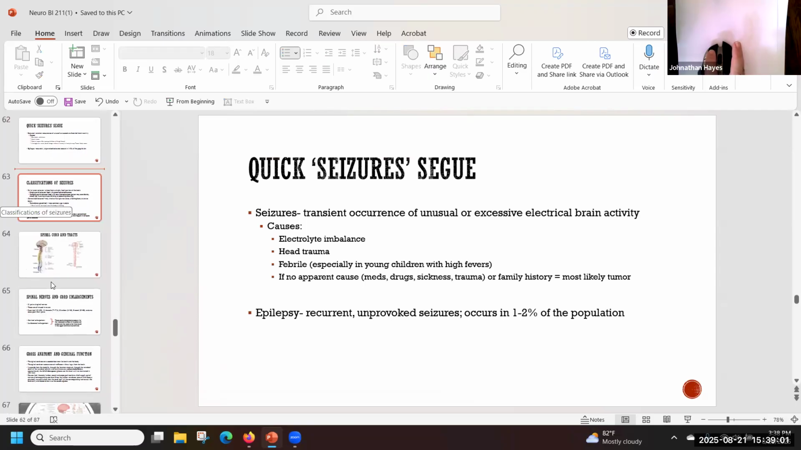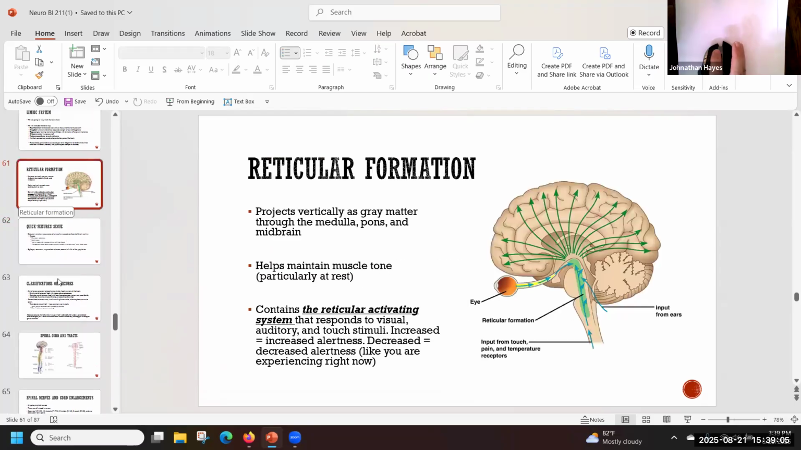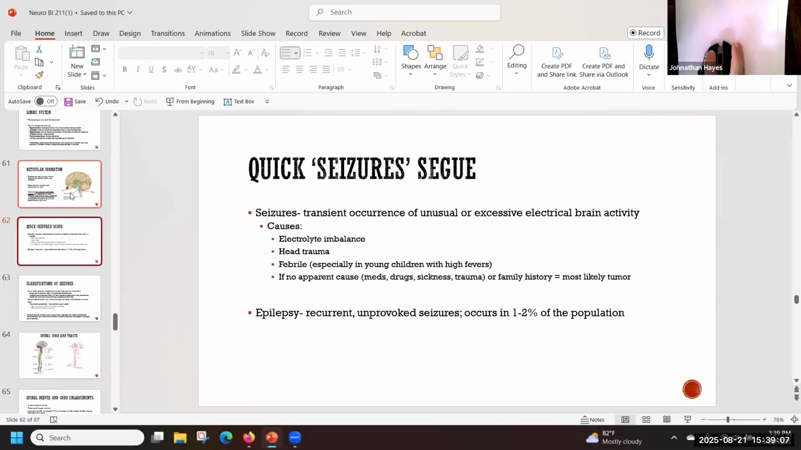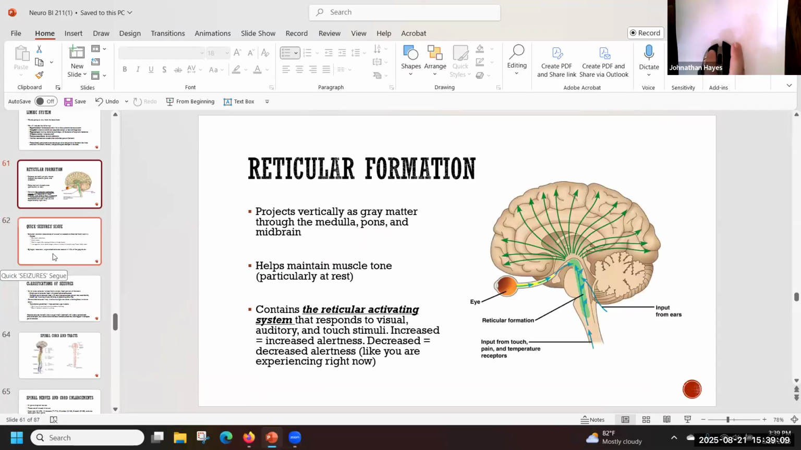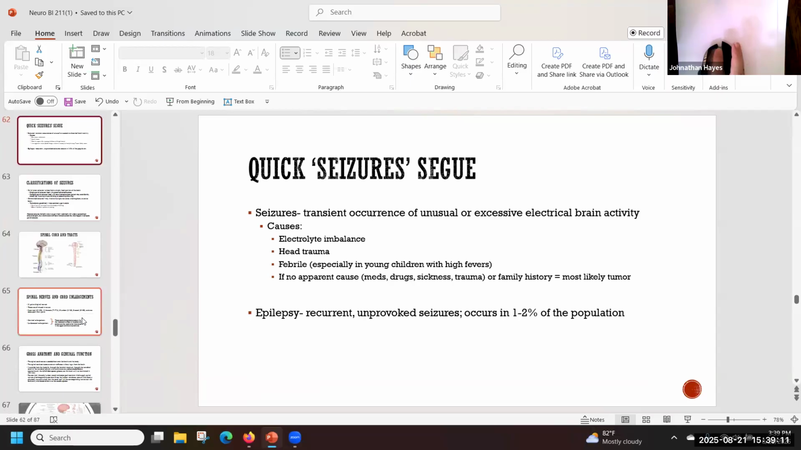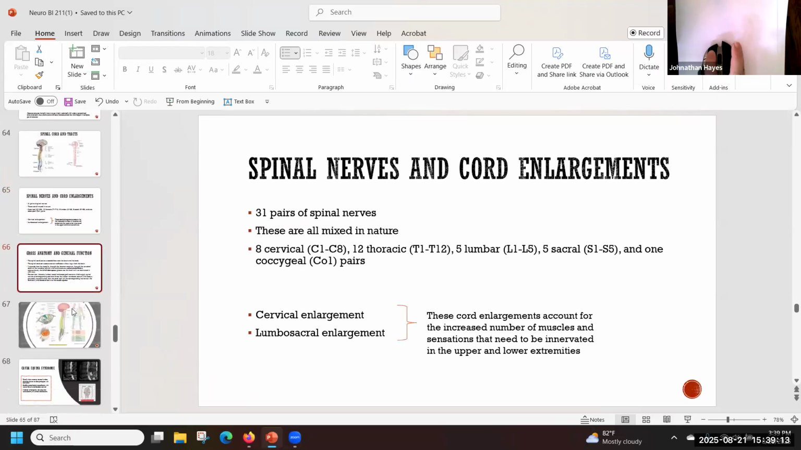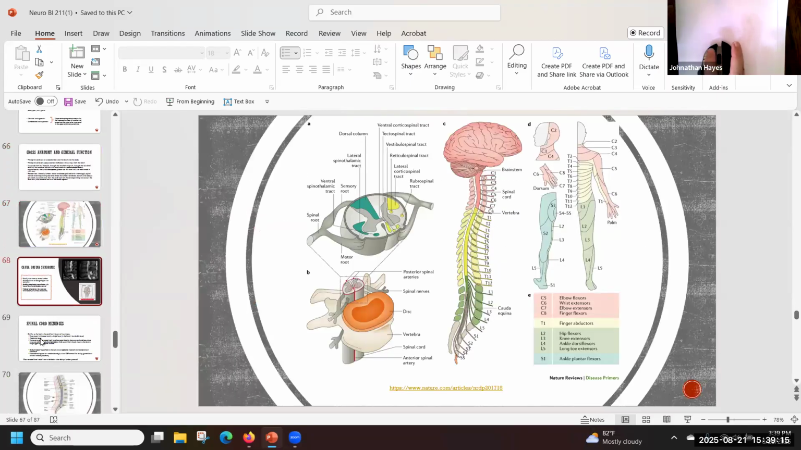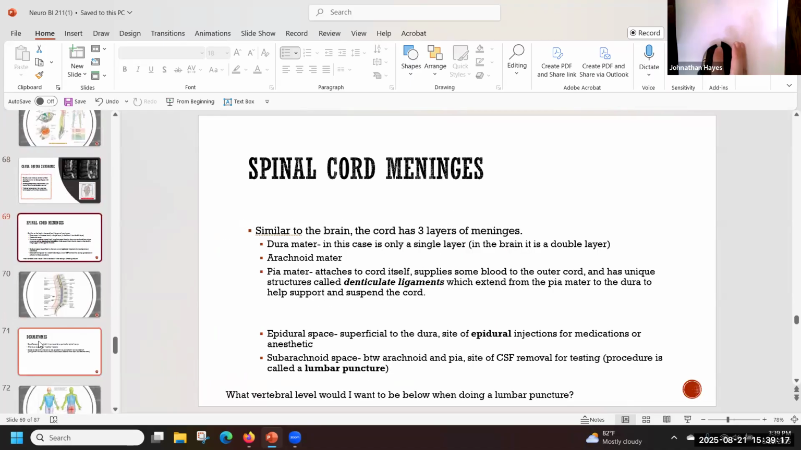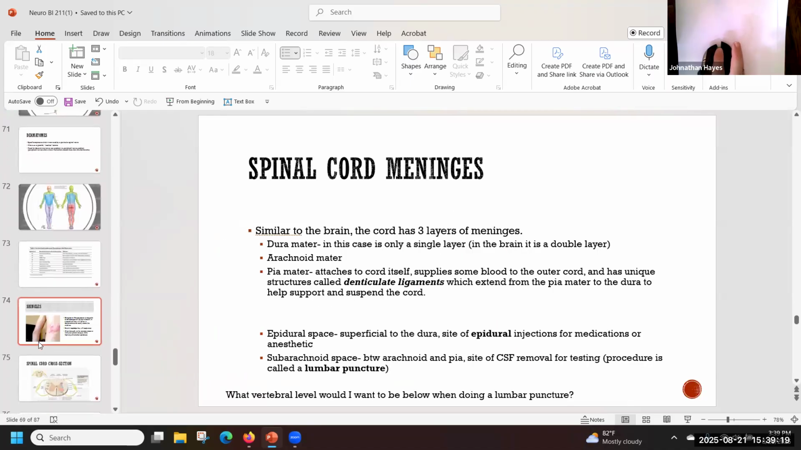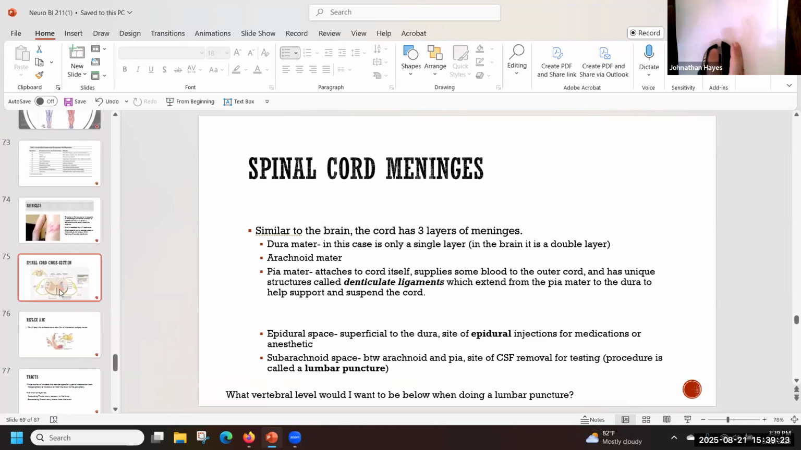What else do we have? Did we get to seizures? Okay. Let's come back to seizures. We'll do that last. I think one of the last big concepts I wanted to talk to you about was, let's do tracks real fast.